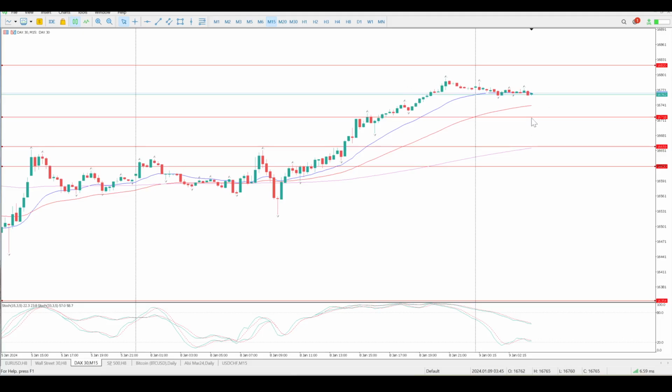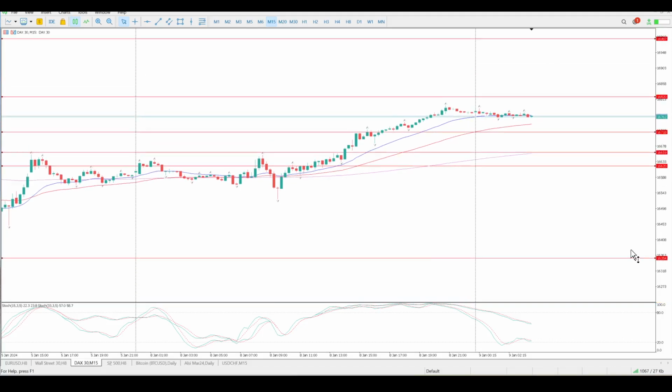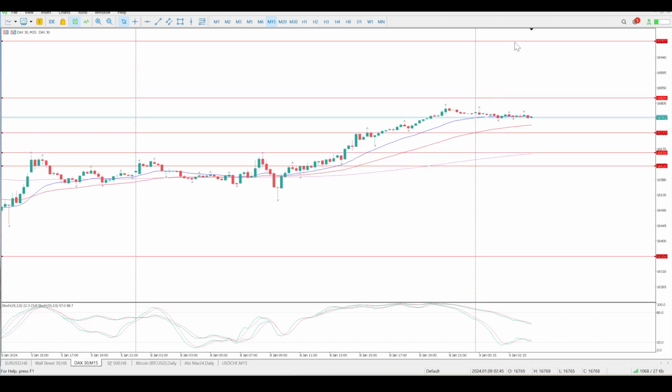That's the play that I've got for today, looking for a buying opportunity at 16,718, and then I'm looking for the top of the range at 16,820. There's a possibility of a break of that area, ultimately targeting 17,000. So that is kind of my setups for today.